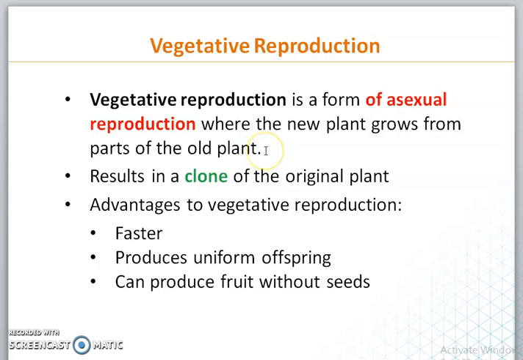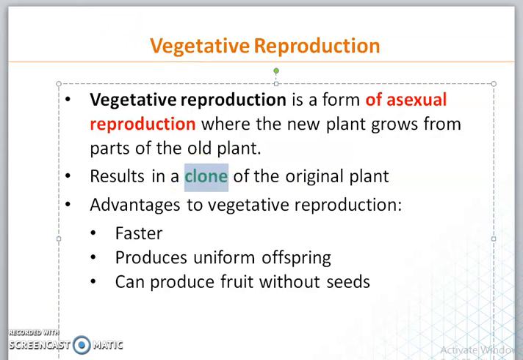The new individual that will come to life will be a clone of the original plant. What does it mean, clone? It means they will be a copy-paste of the parent or the original plant, since they will just copy the genetic material and take this copy to have their own lives. So this is what is meant by clone.